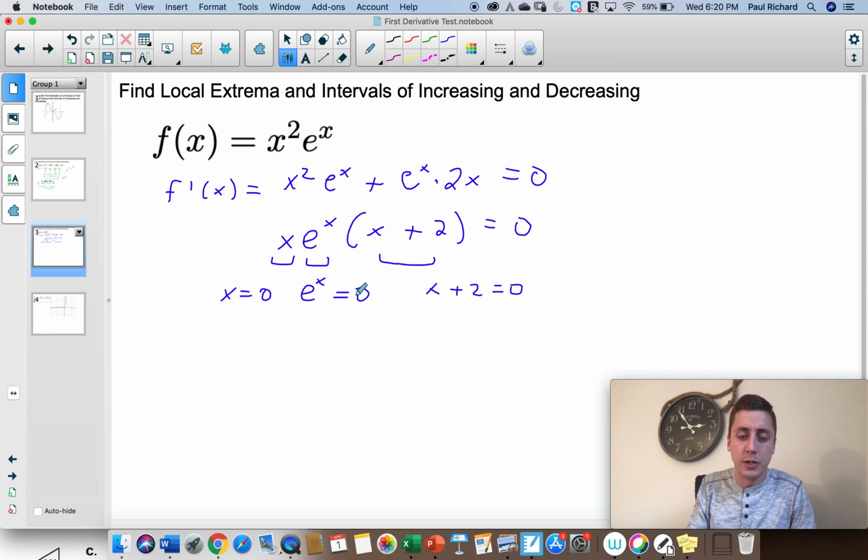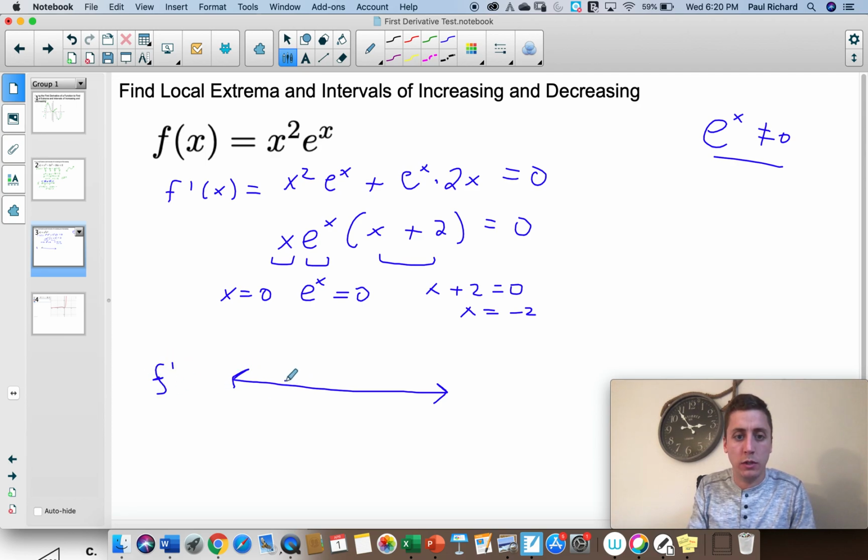This one's never going to be true, so don't worry about this one, right? E to the x will never equal 0, so that's not going to give us a critical point. And you could write that down and explore why that's true on your own. So x equals 0 is a critical point, and x equals -2 is a critical point. We throw them onto an f prime sign chart, and that's where all of our information will come from.